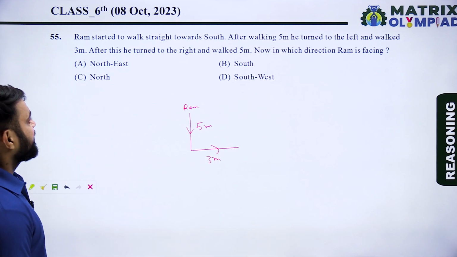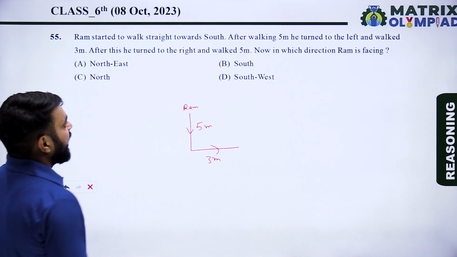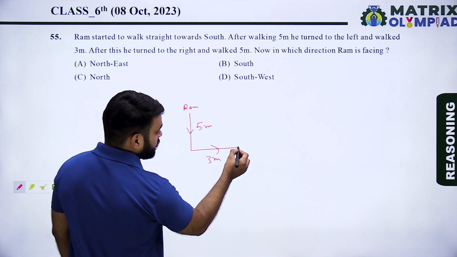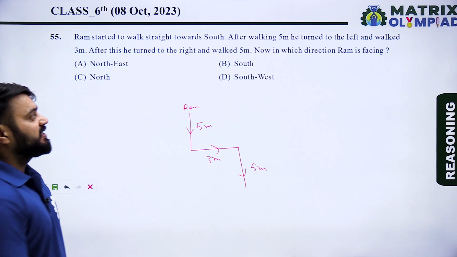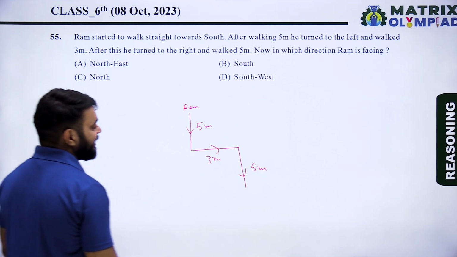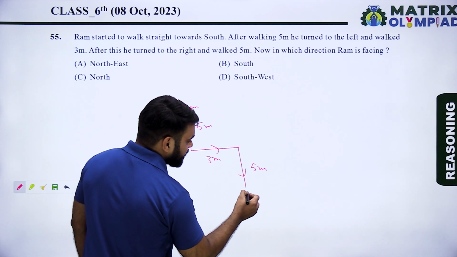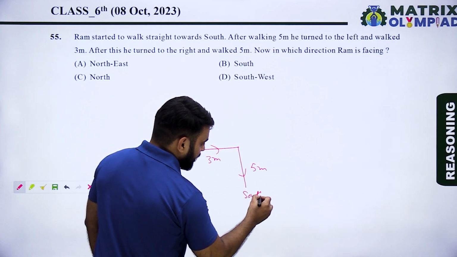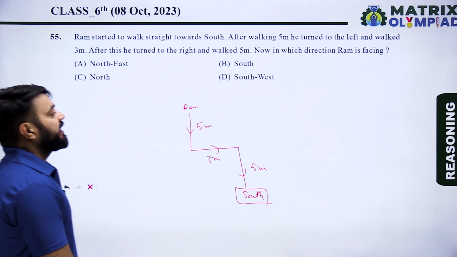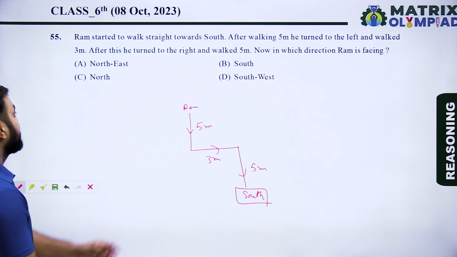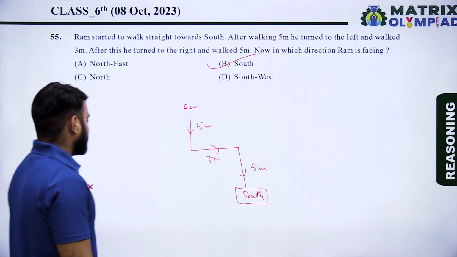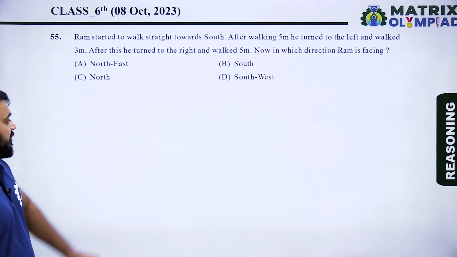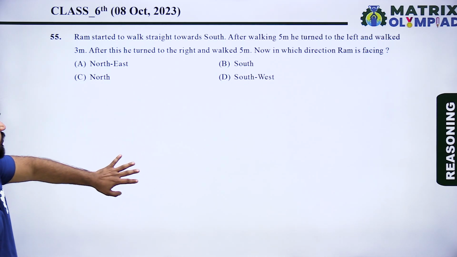After this, he turns to the right and walked 5 meters. Now, in which direction is Ram facing? So finally, Ram is facing in the south direction. So the final facing of Ram is in the south direction. It means option B is the correct answer. Okay. Let's move on to the next question.